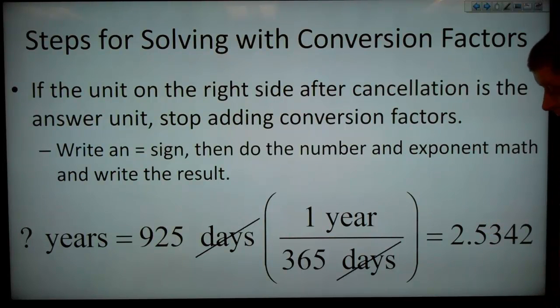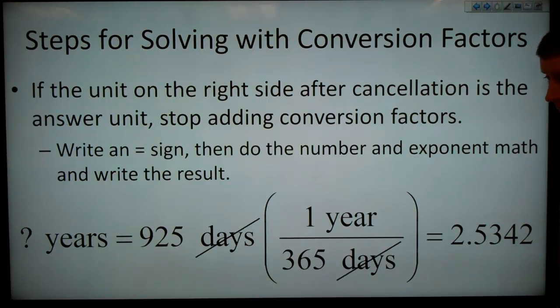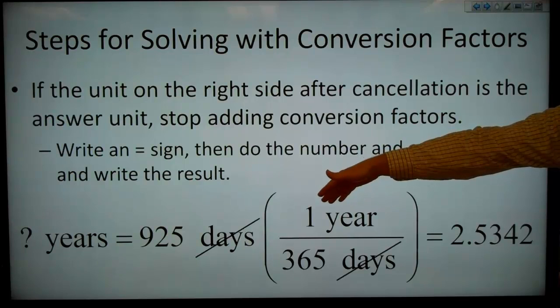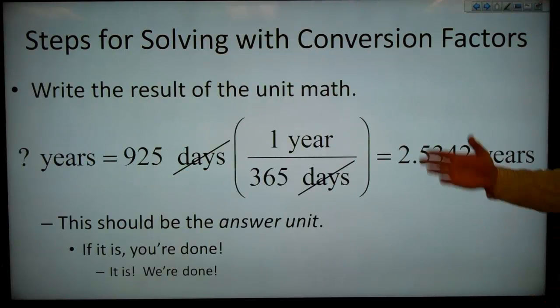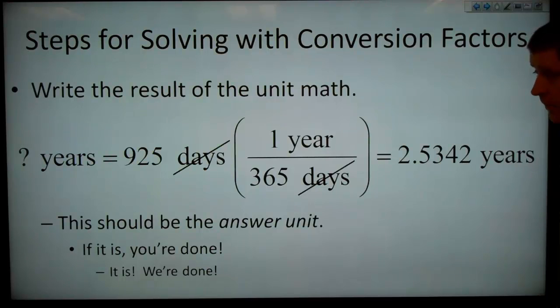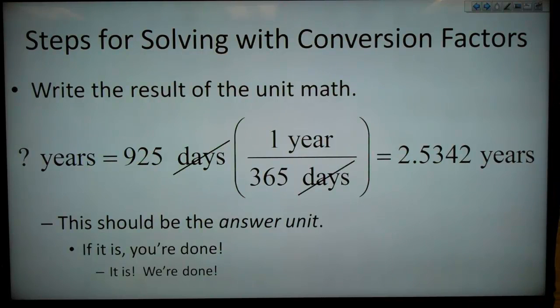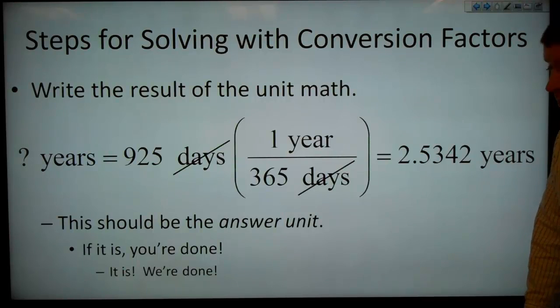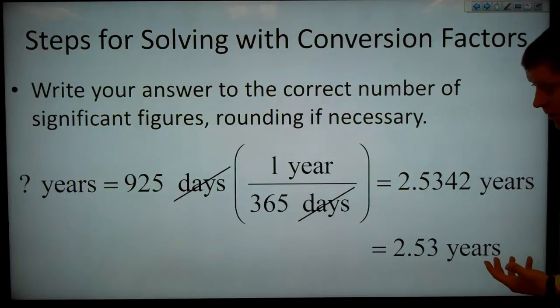Then we write an equal sign. We do our number and exponential math. So we have 925 times 1, still 925. Now we divide by 365, and that gives us 2.5342. Then we want to write the result of our unit math. So our result was years, so we write in years there. Again, that should be our answer unit. If it is, then you're done. We are done. And we want to write our answer to the correct number of significant figures, again rounding if necessary. So we had 2.5342 years.